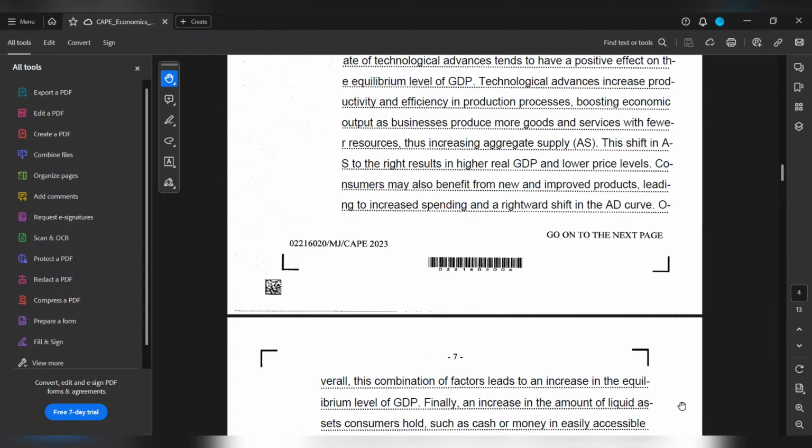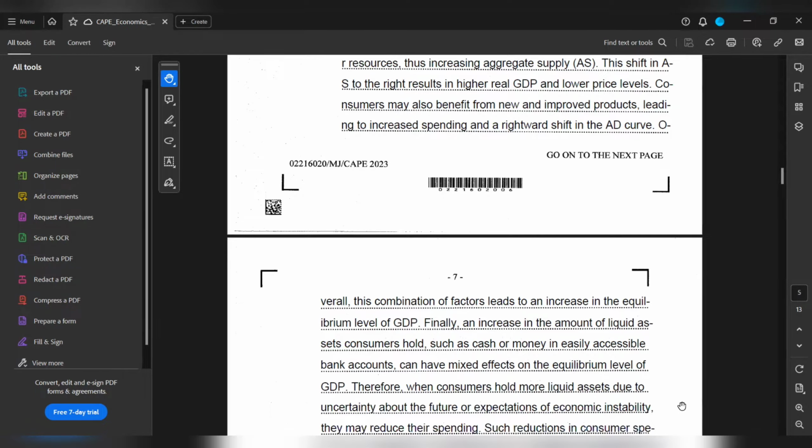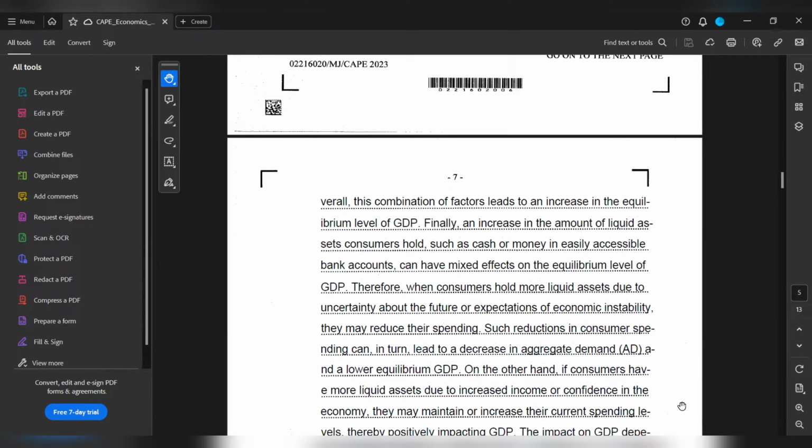Overall, this combination of factors leads to an increase in the equilibrium level of GDP. Finally, an increase in the amount of liquid assets consumers hold, such as cash or money in easily accessible bank accounts, can have mixed effects on the equilibrium level of GDP.